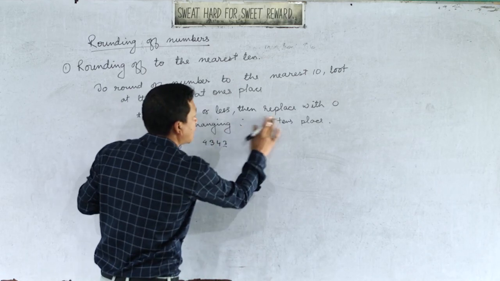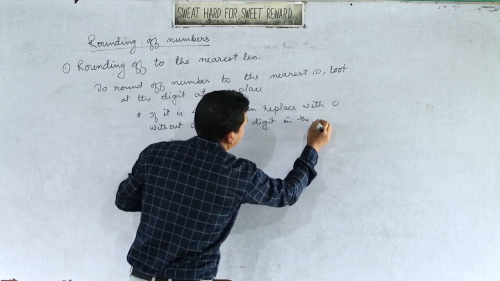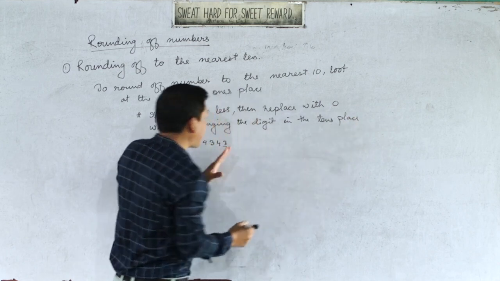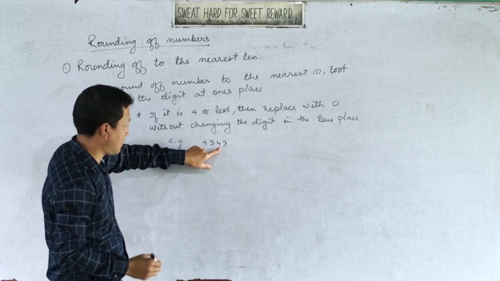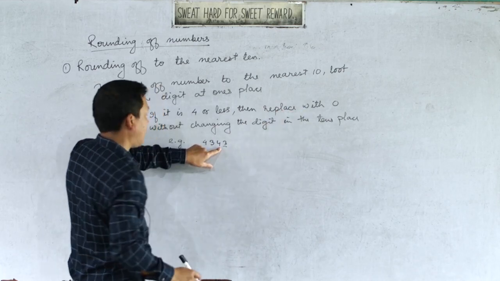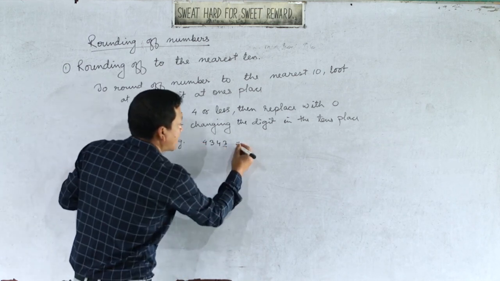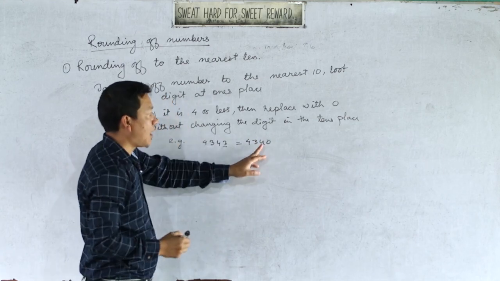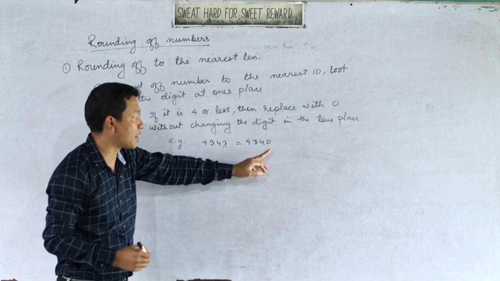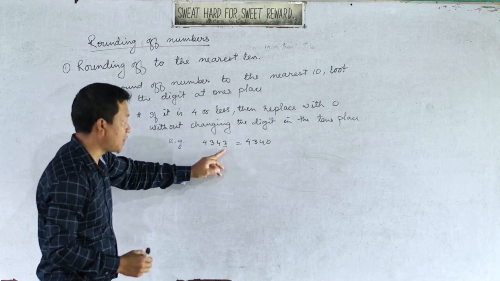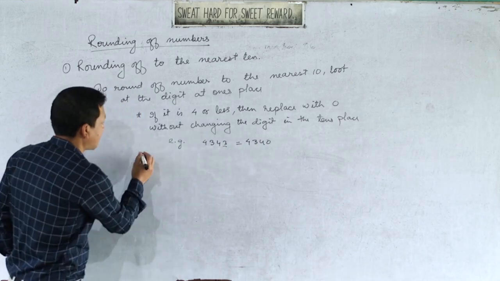Without changing the digit in the tens place. Replace the three in the ones place with zero. 4,340. The digit in the ones place is less than five, so the tens place does not change. Then, second step.